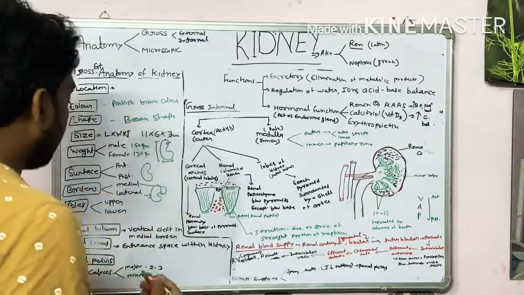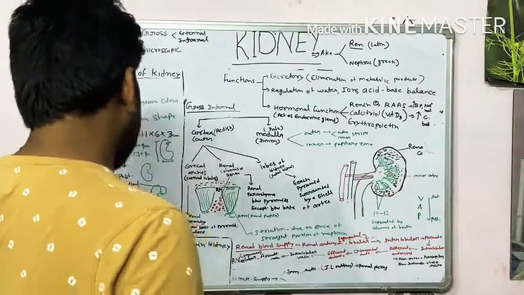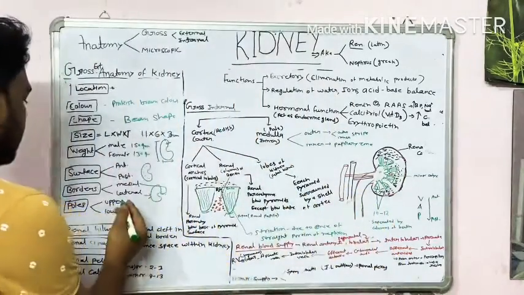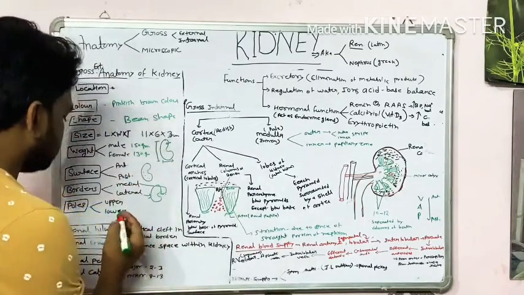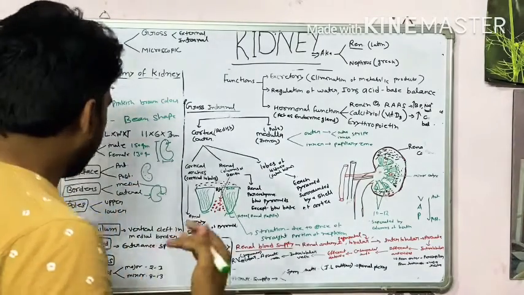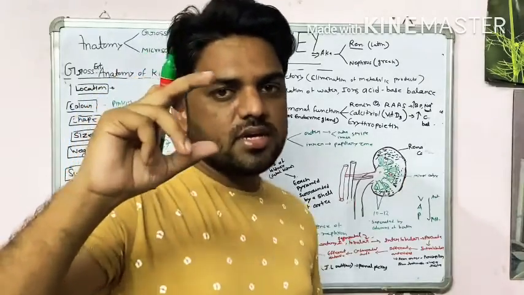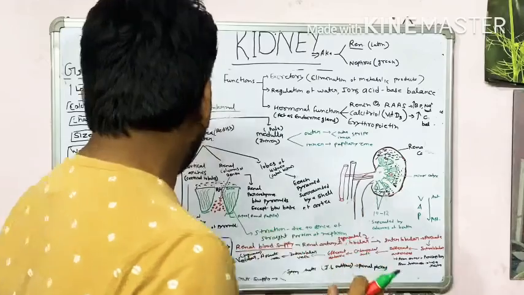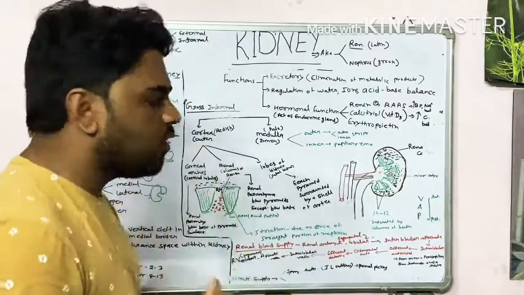Then the poles: the kidney has two poles, upper and lower. The upper pole has one more structure, the adrenal gland, which is a very important gland. We will discuss this later.